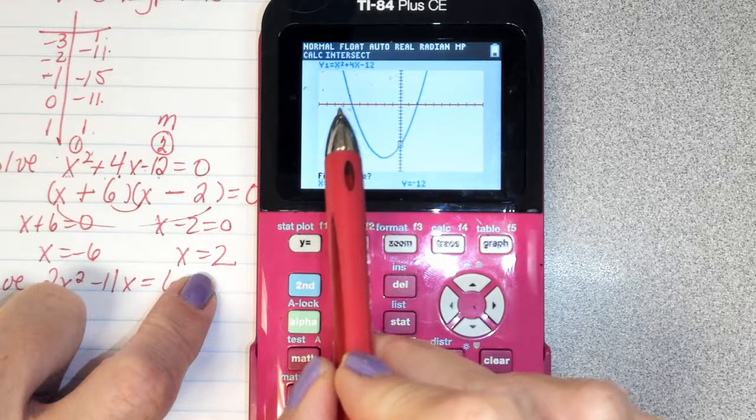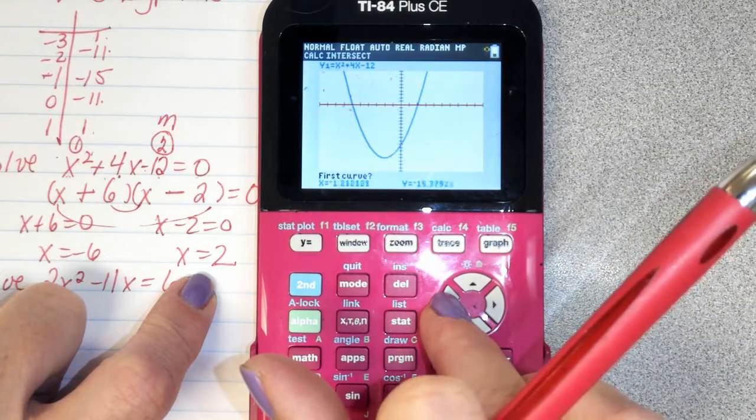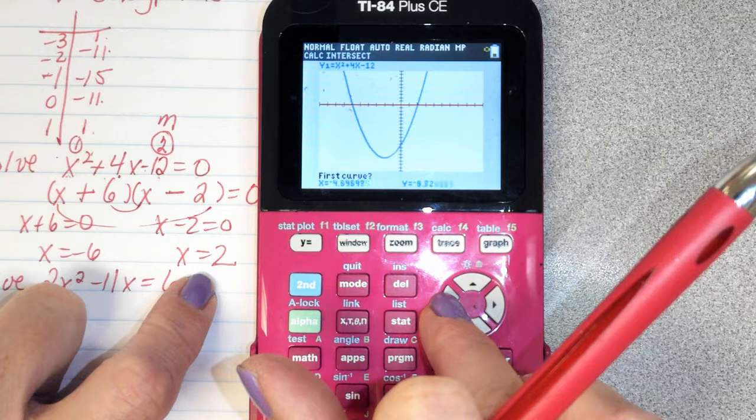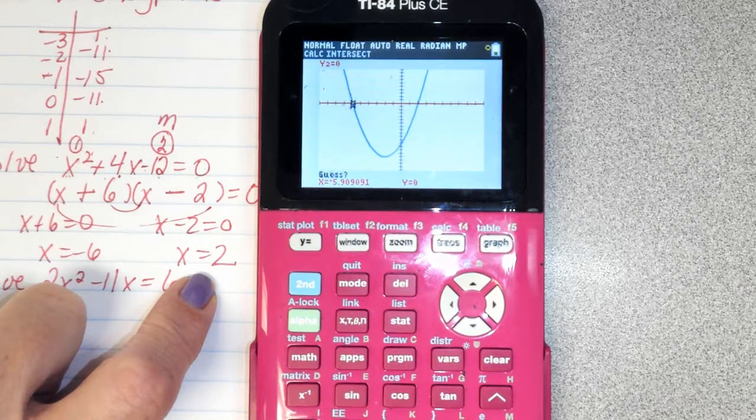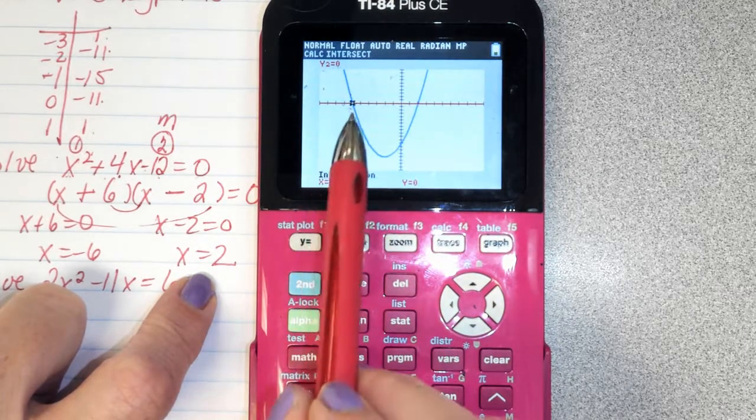So I go to intersect. Let's say I wasn't sure about this one. We'll arrow over close to it. It says first curve, I push enter. Second curve, I push enter. And then one more enter, negative 6. So I know it's correct.